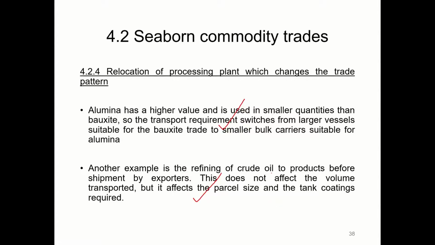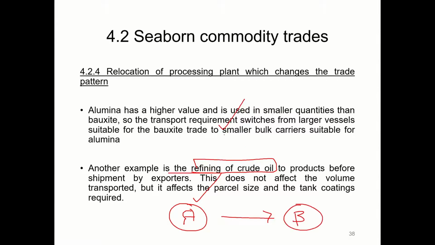So here's another example whereby it relates to refining crude oil. Again, if we have a country A that ships crude oil to B, versus the same country A now processing all the crude oil, it will ship product oil, refined oil, to B. What would be the effect?